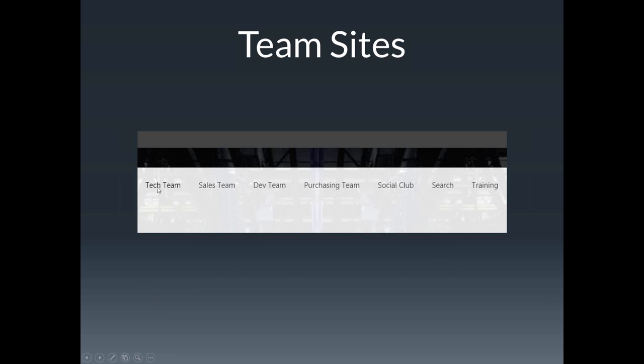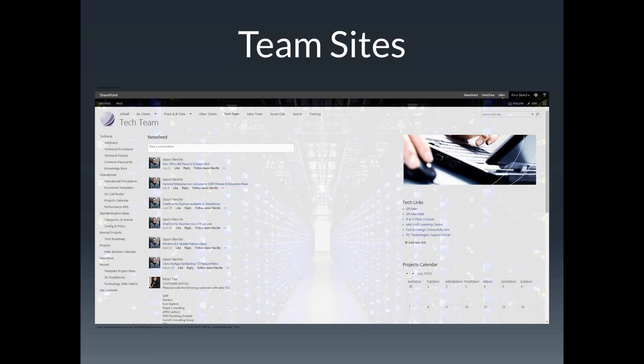So as you can see, we've got a tech team site, sales team, a development team, purchasing team, and so on. And the whole idea of this is that if you're a member of, let's say, the sales team or the tech team, when you click on that link to the site, it's going to take you to a completely different page which has been customized by your SharePoint administrator to be relevant for what you're doing within the organization or relevant for what you're doing within this particular business unit.